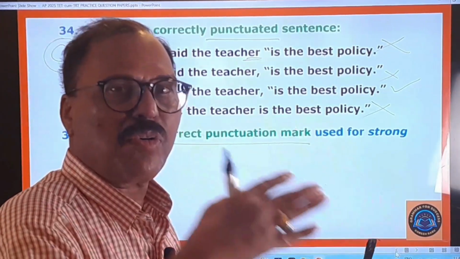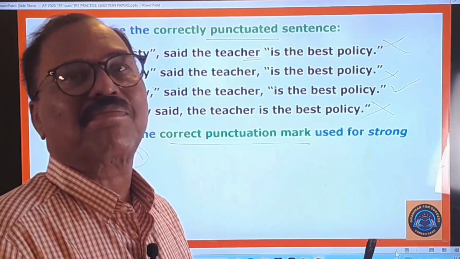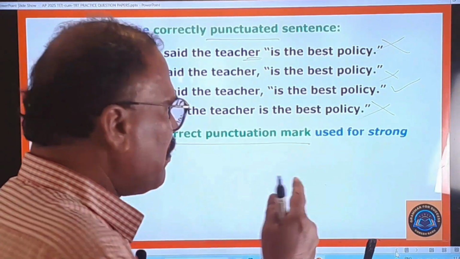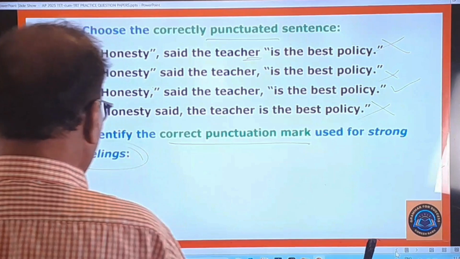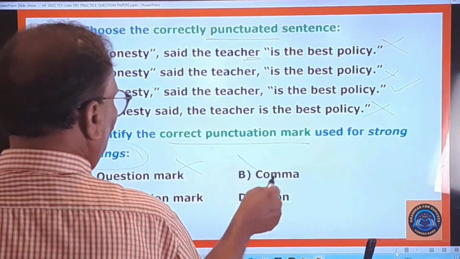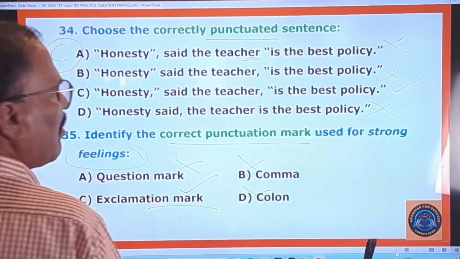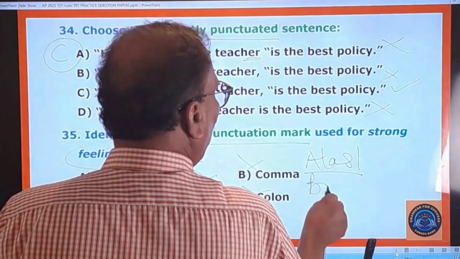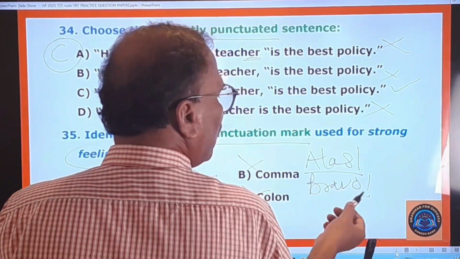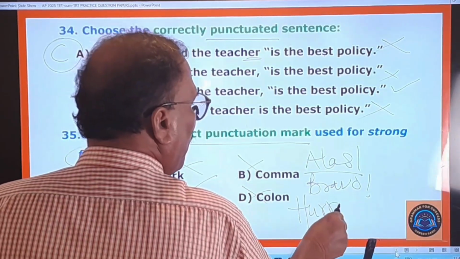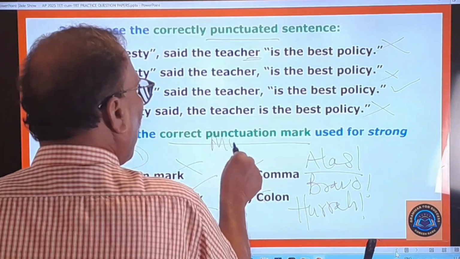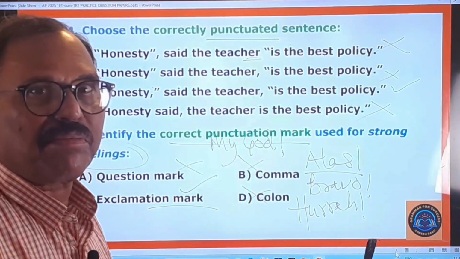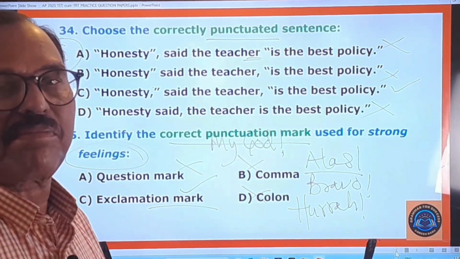Joy, sorrow, happiness, fear, pain, and these are all strong feelings. To express them, what punctuation mark do you use? Here you pay attention. Question mark, no. Comma, no. Colon, no. But only exclamation mark. Like, alas, ayo, bravo, hurrah, my God, my God, he met with an accident.